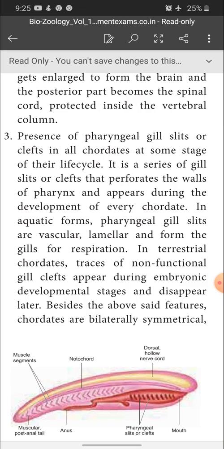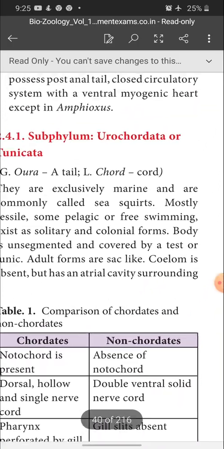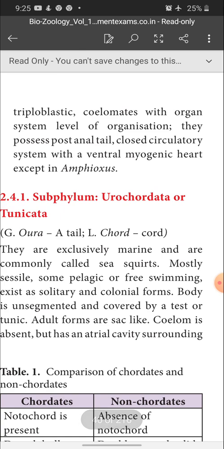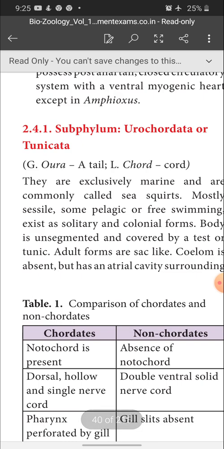Besides the above features, chordates are bilaterally symmetrical, triploblastic, coelomate with an organ system level of organization. They possess a post-anal tail and a closed circulatory system with a ventral myogenic heart, except in Amphioxus. Okay, let's see the subphylum Urochordata or Tunicata.